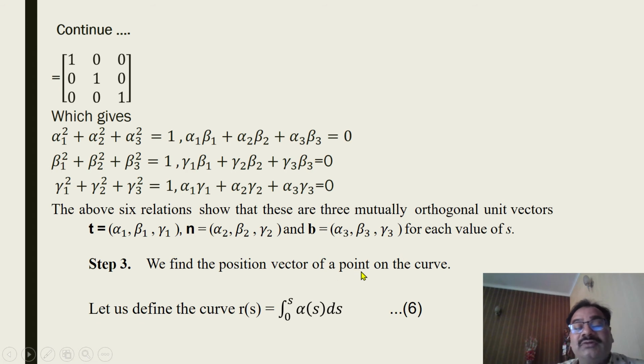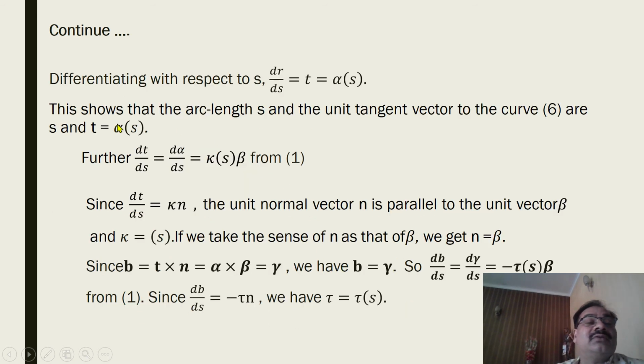We find the position vector of a point on the curve. Let us define the curve as we know R of s is equal to the integral from 0 to s of alpha of s ds. That's equation number 6. Now differentiating with respect to s, we will get dr by ds is t, that is alpha of s.